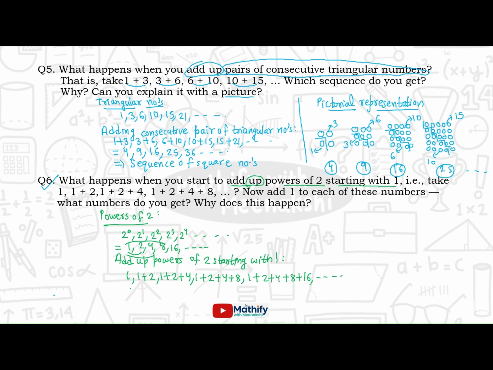Now, after this, let's write the answer for this: 1, 3, 7, 15, and so on. You can write 31 if you want to write the next one. Now they are saying that you have to add 1 to each of these numbers. So we'll add 1 again. So right now, adding 1, we get, if you want to write one more number, I'm writing 31. So you will get 1 plus 1, that's 2, 3 plus 1, 4, 7 plus 1, 8, 15 plus 1, 16, 31 plus 1, 32, and so on.